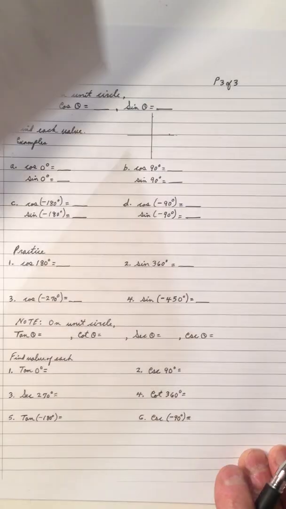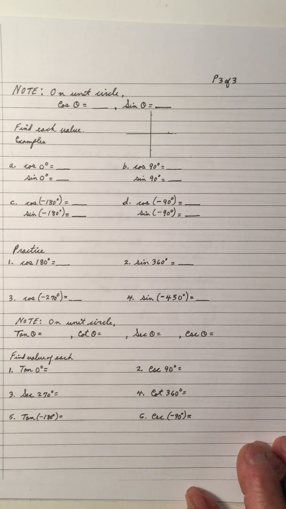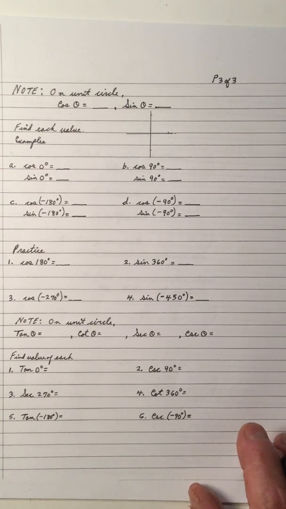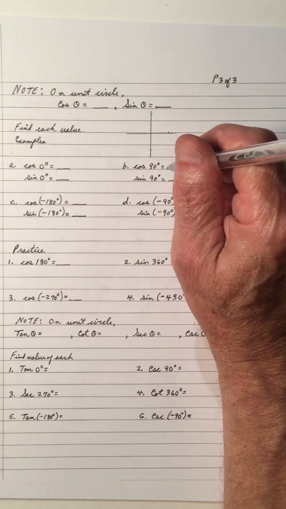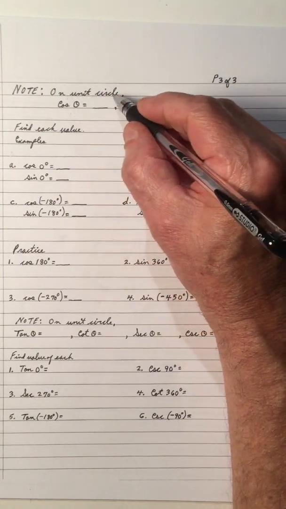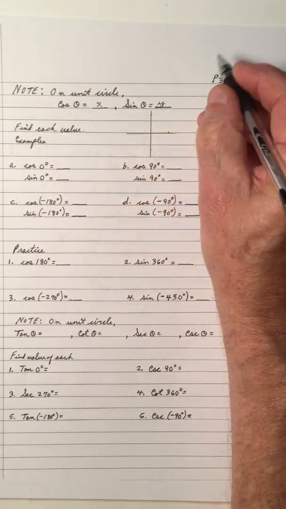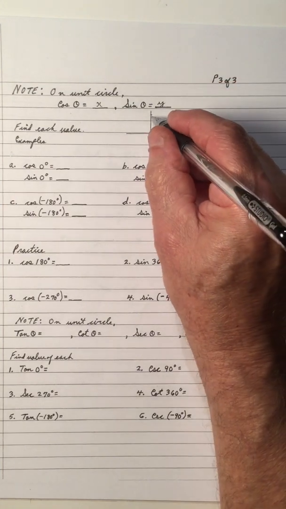Okay, so quadrantal angles are angles that end up on the x-axis or the y-axis. Multiples of 90 end up on the y-axis or the x-axis. On a unit circle, cos is the x, sine is the y. So let's draw a circle.